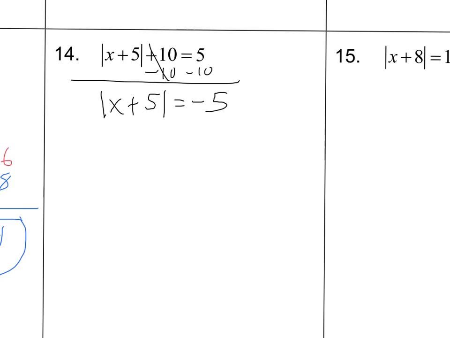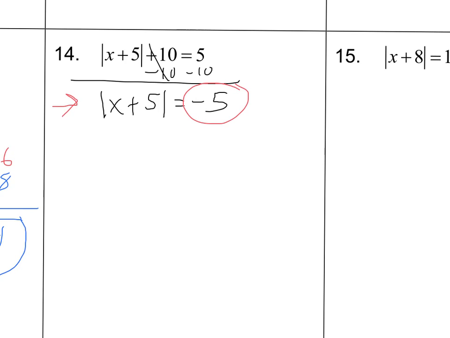Now, going back to page 8 the other day, what did we say when you get to this step right here and you have a negative number in the equal to position? So we have the absolute value of x plus 5 equals negative 5. What did we say about that? What we said was that it can't be equal to a negative 5. You can't have an absolute value problem equal to a negative number because absolute value is always going to come out to a positive number.